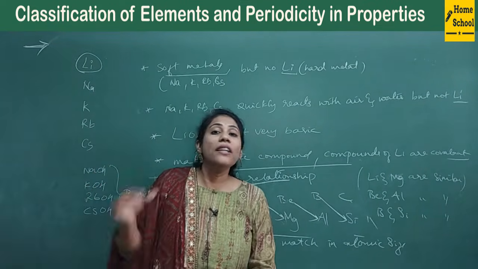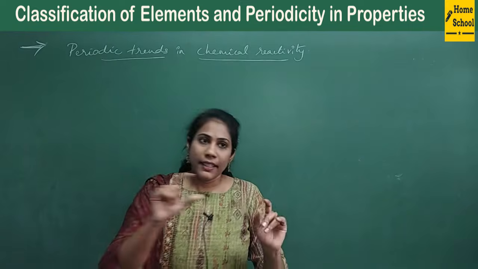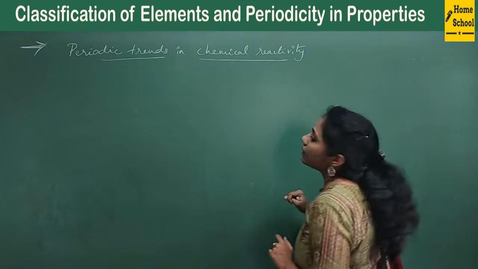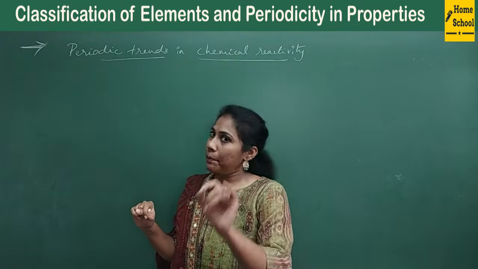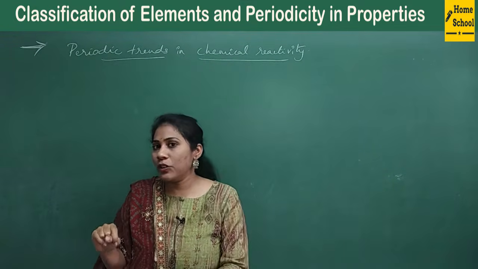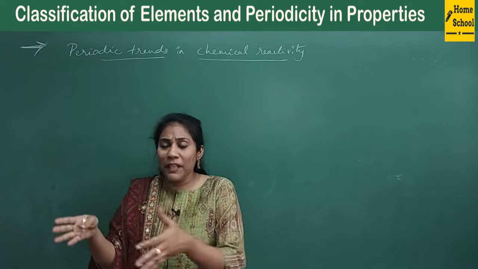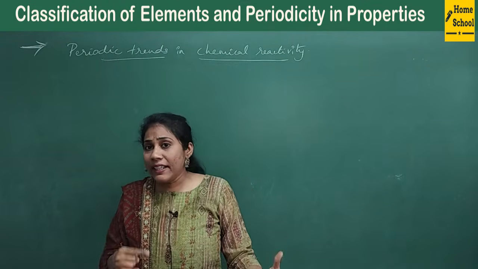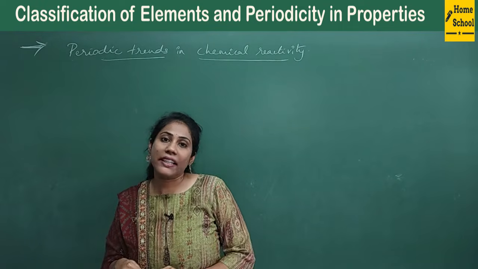Now I will move on with periodic trends in chemical reactivity. Let's understand what we mean by periodic trends in chemical reactivity. We have seen trends in properties like atomic radii, ionization enthalpy, electronegativity, valency, etc. Trend in the sense what? From left to right, what happens? Top to bottom, what will happen? Like that, let's discuss chemical reactivity in the periodic table.